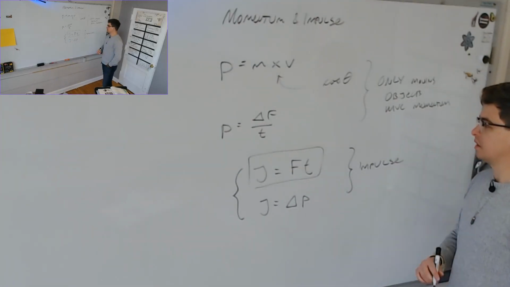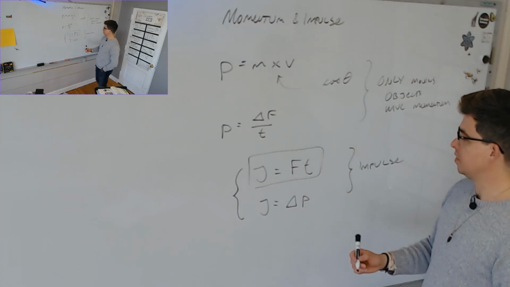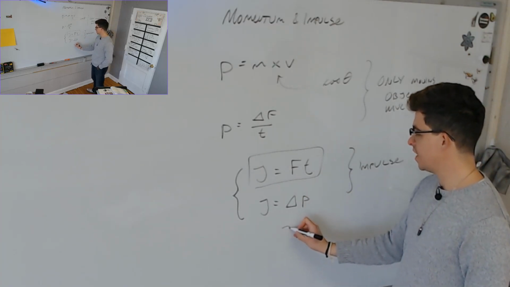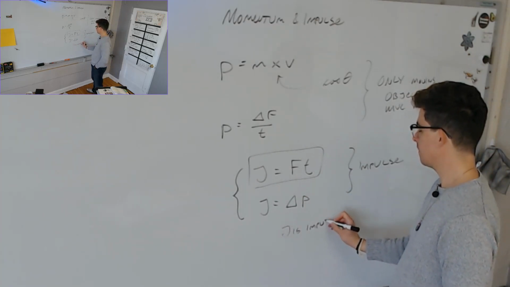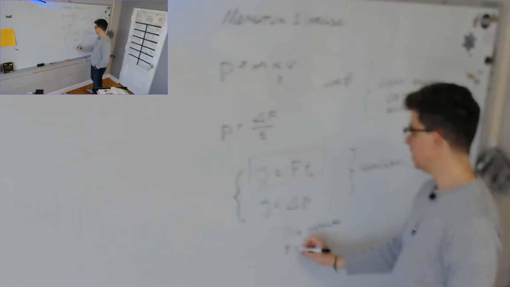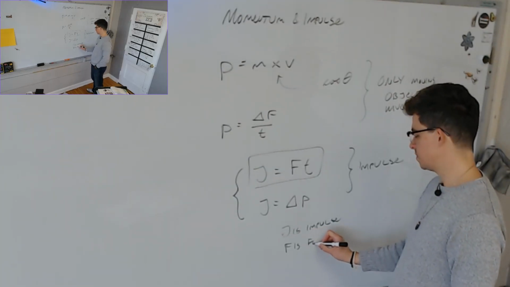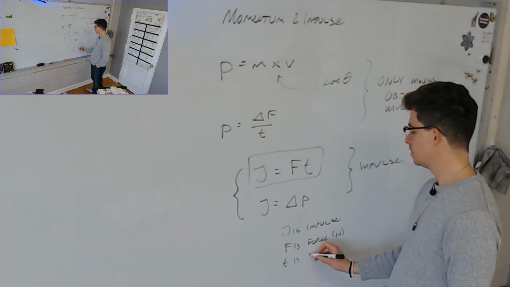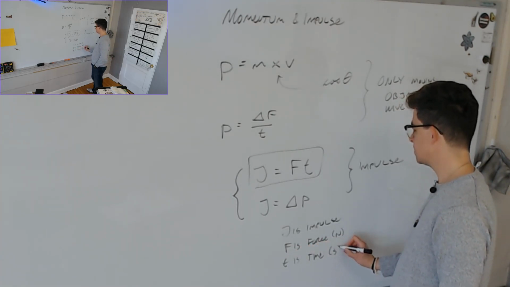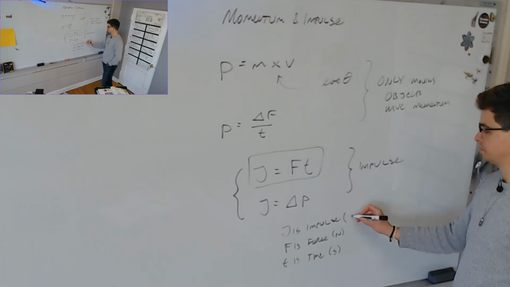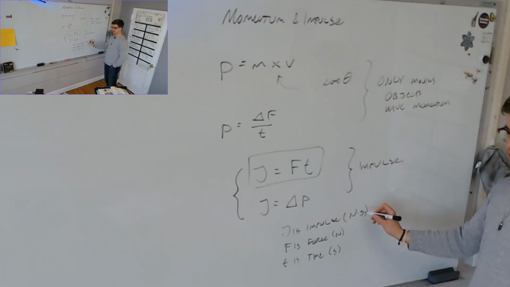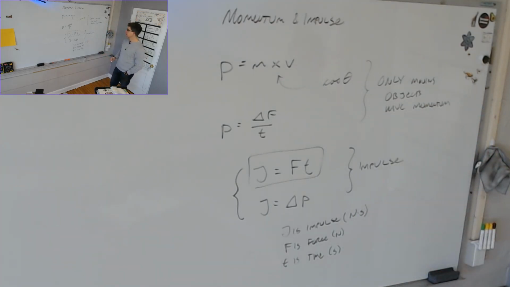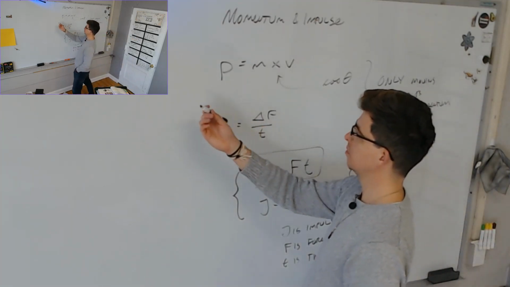The unit then for impulse is what? If we look where J is impulse, F is force measured in newtons, T is time measured in seconds. So then what's the unit for impulse? Newton seconds. Newton times seconds. Newton dot second. We didn't really do this for the momentum, but let's do it now.